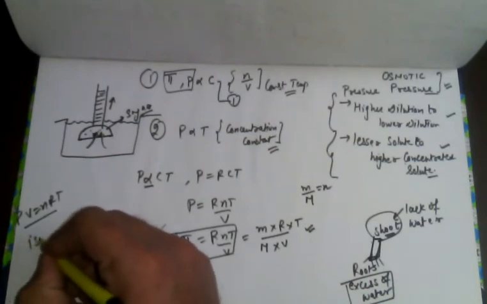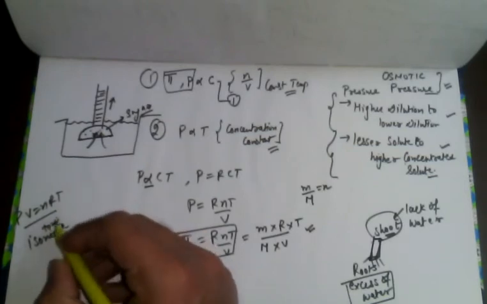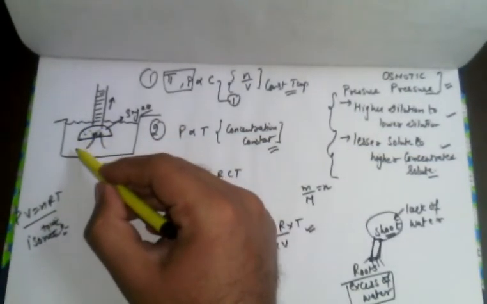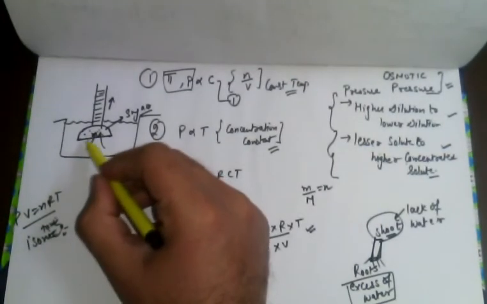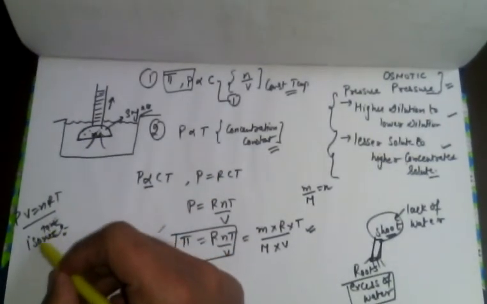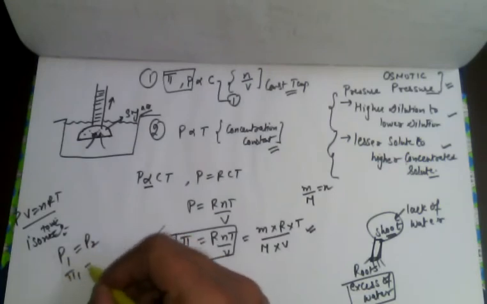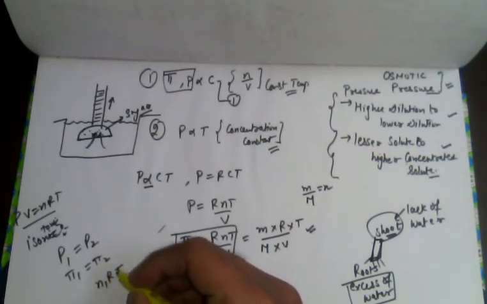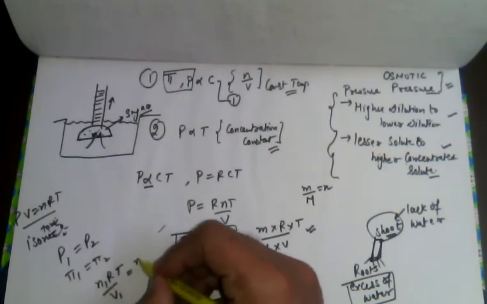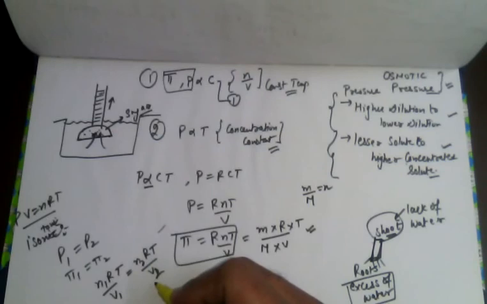What does isotonic mean? Isotonic means that the funnel and the beaker both have the same concentration. So when both have the same pressure, we call this concept isotonic. During isotonic, the pressure on both sides will be equal. So we will write pi1 equals pi2, that is, n1RT divided by V1 is equivalent to n2RT divided by V2. This is the whole concept of osmotic pressure. This is the end of colligative properties.